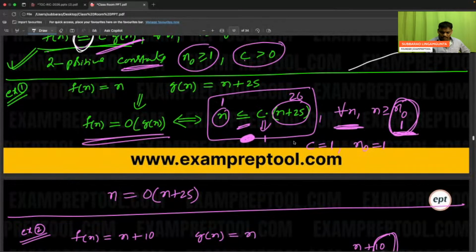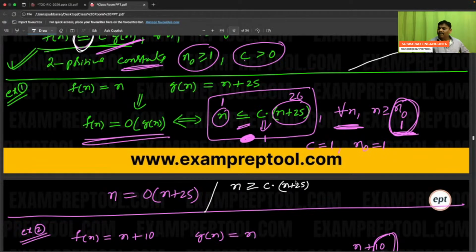Somehow I will manage. Can you see this one? Big O item. Can you see the omega? Can you see f of n? f of n in the first problem is n. n is greater than or equal to, on the right side, n plus 25. Omega means greater than or equal to. n greater than or equal to n plus 25, but remember, there is a c: c into n plus 25.